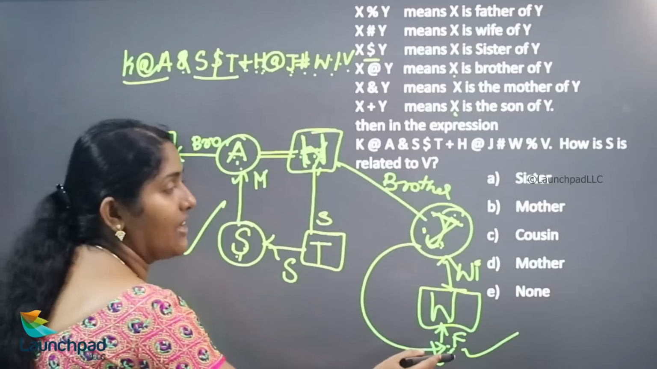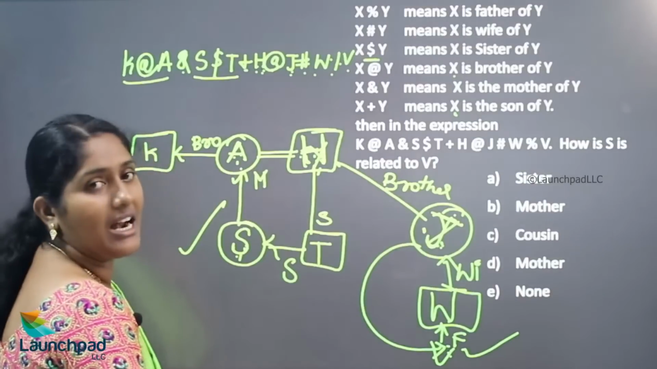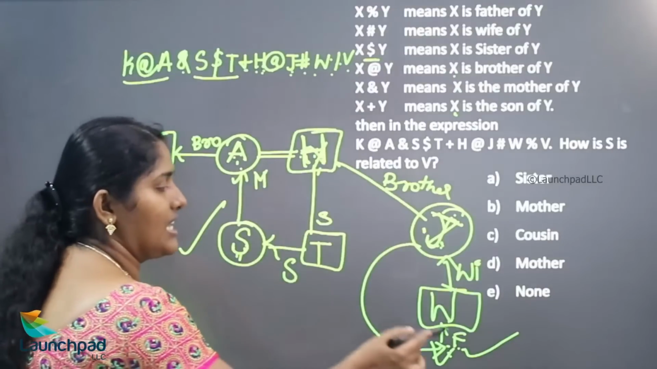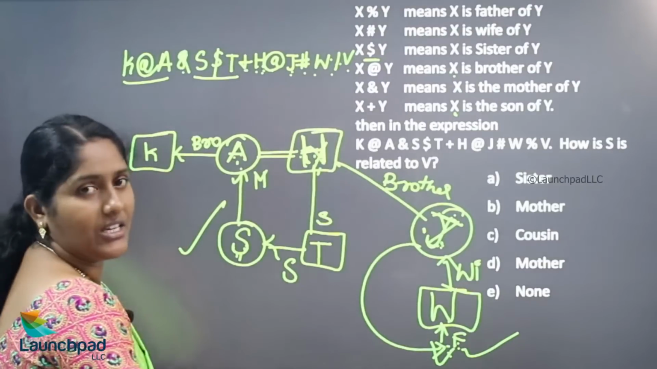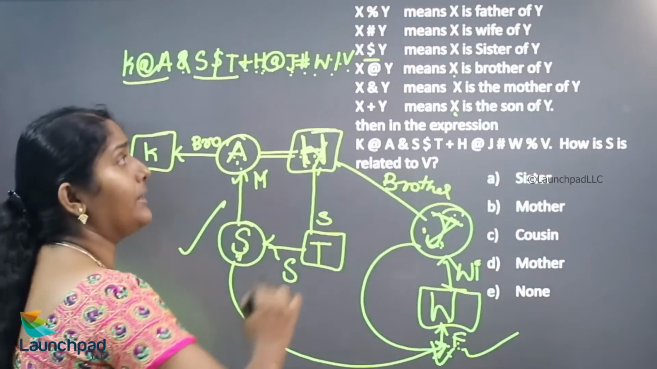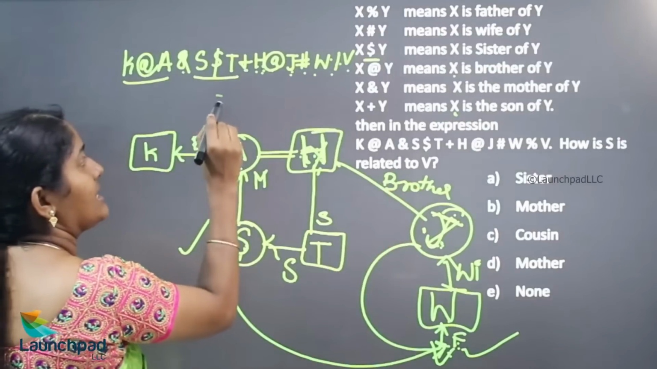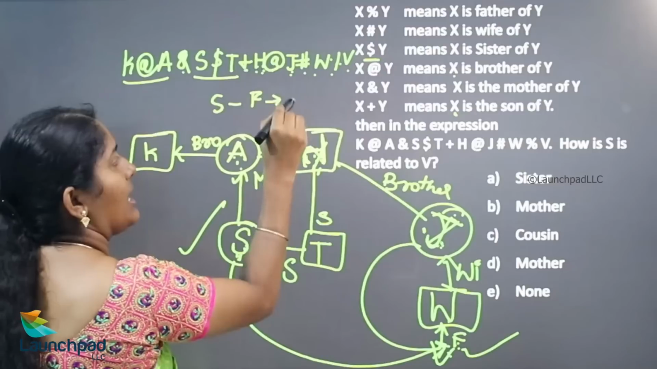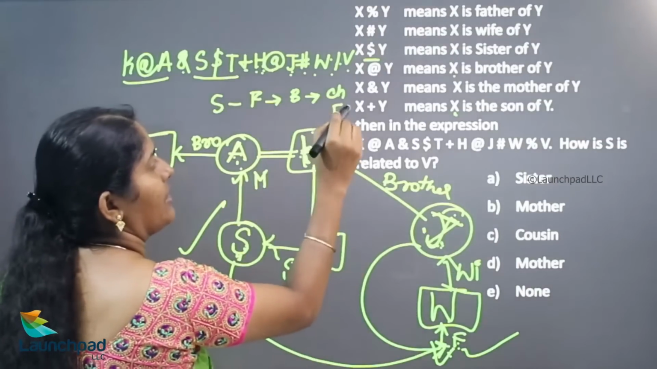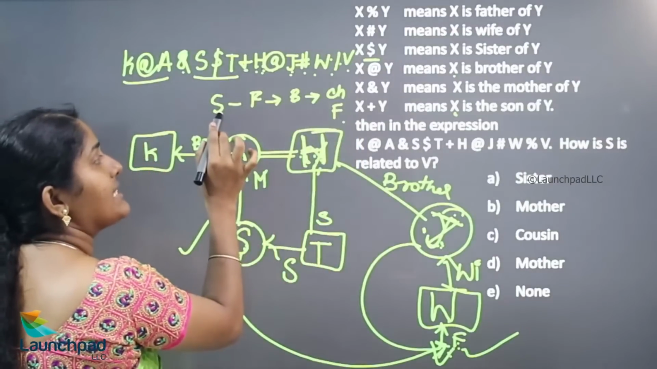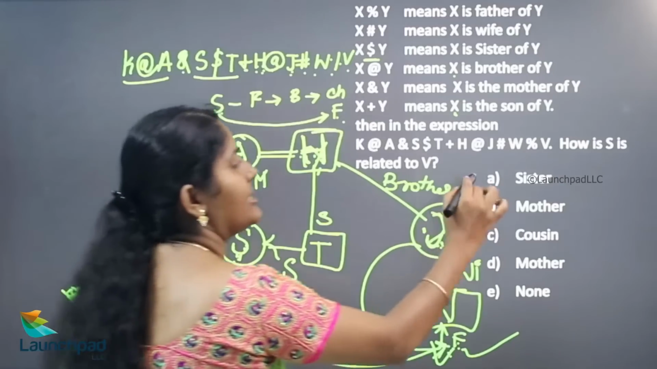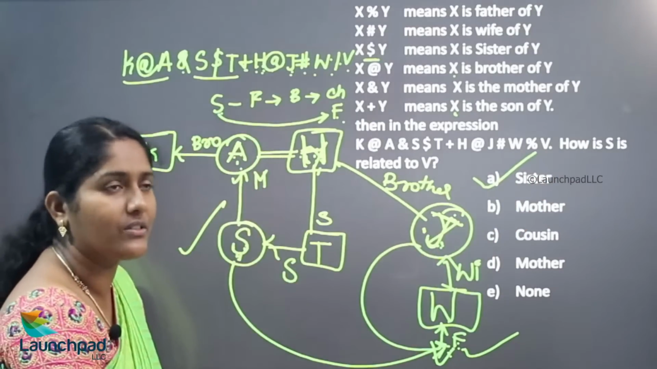Hence, S and V are sister and brother. We don't know the V category, anyway, S and V have a sibling relationship. S is sister of V. So S's father's brother's child is V. Your question is, how is S related to V? S is sister of V. Your answer is option A. We'll move on to your next question.